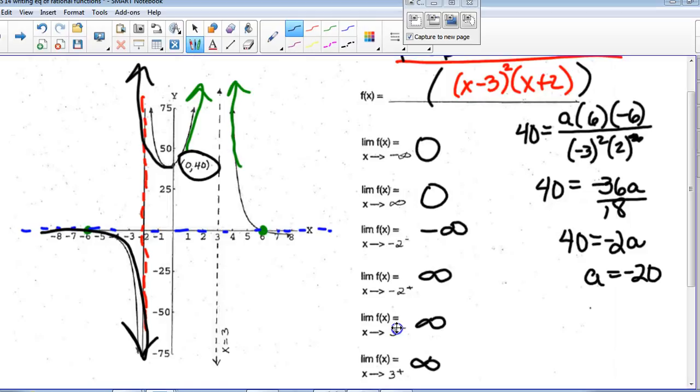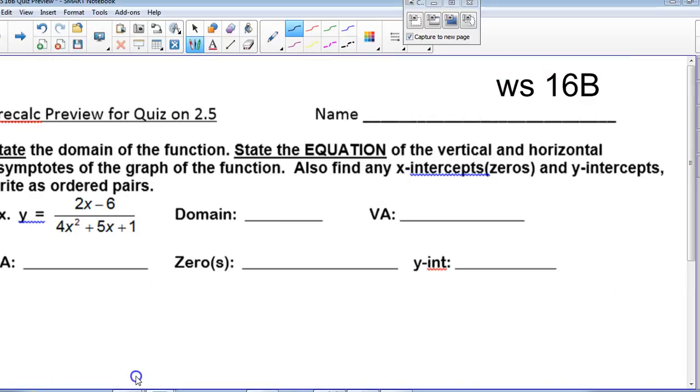At the end of the period, I will come back to this, and yes, if you want me to do another one, I can. Right now, I need you to switch over to worksheet 16B. It's on the very back of everything I gave you today.